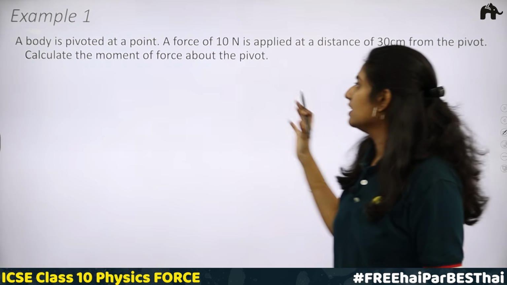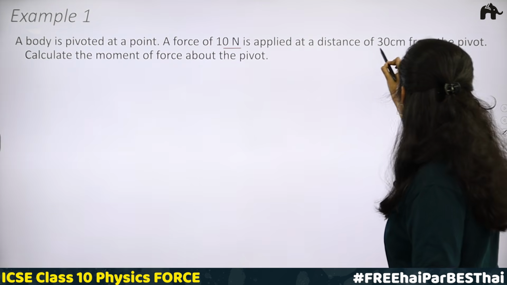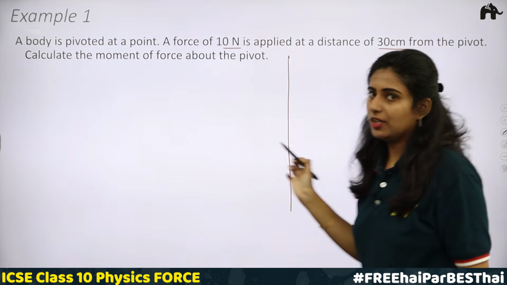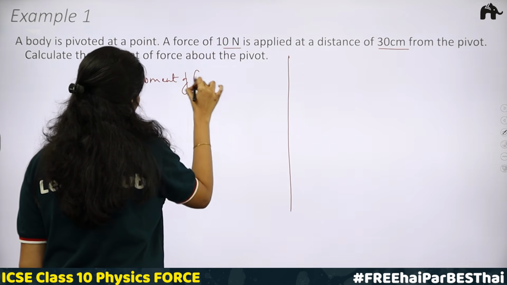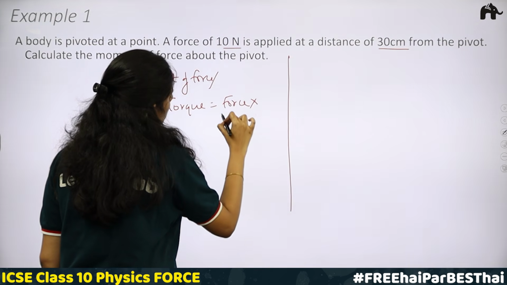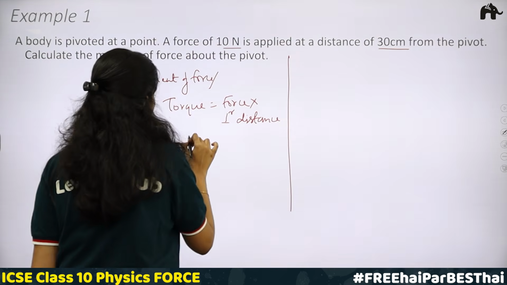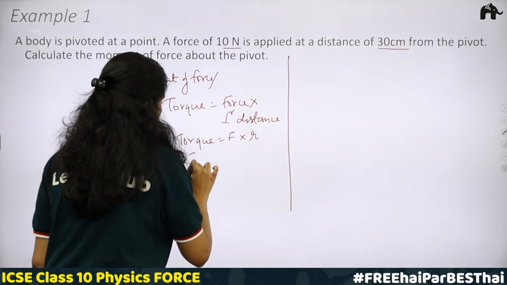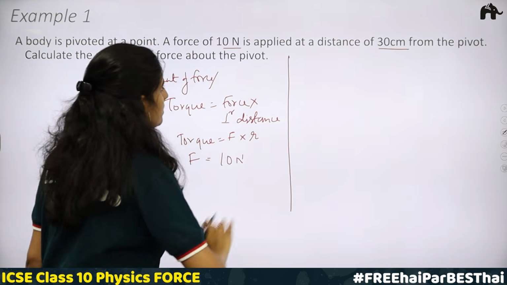Let us take an example. A body is pivoted at a point. A force of 10 Newton is applied at a distance of 30 centimeter from the pivot. Calculate the moment of force about the pivot. How to calculate moment of force? We have moment of force or torque is equal to force into perpendicular distance from the axis of rotation. Torque is equal to F into R. Here what is F? Force is 10 Newton, given. Then what else is given?